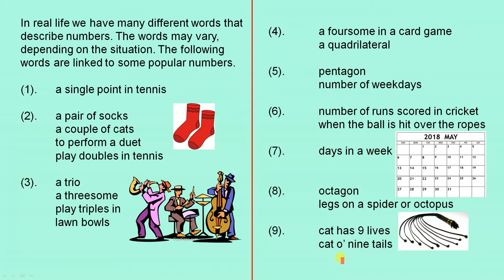Number 9. A cat has 9 lives. That's an interesting expression we use in life. Or we have the cat o' nine tails, which is this instrument here, which used to be used to punish people in the old days. I don't think it's used these days.